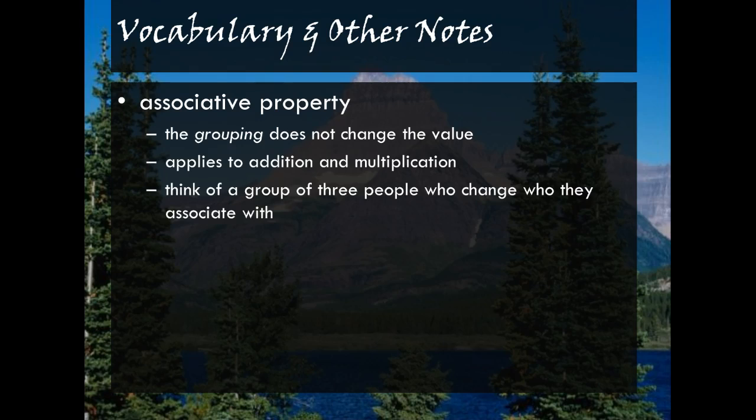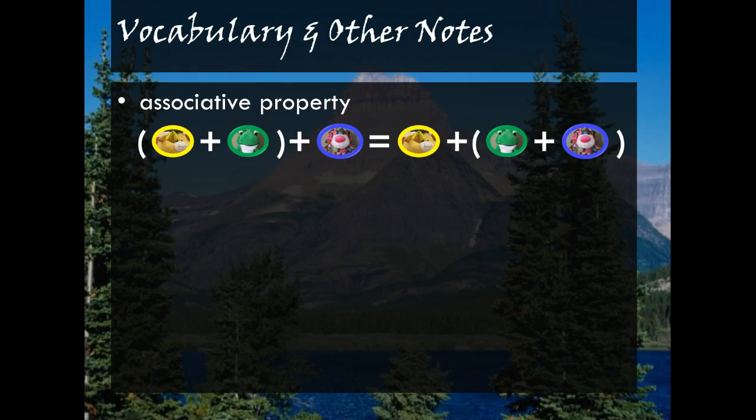You can think of a group of 3 people who change who they associate with. Let's say that Einstein and Fibonacci are working together on a problem, and Pythagoras is working all by himself. Then Einstein is working by himself, and Fibonacci and Pythagoras are working together. The grouping of who was working together changed, but we still had all 3 together in the same room. When working with addition, we can see that it doesn't matter how we group the numbers, we'll still get the same results if we have all addition.